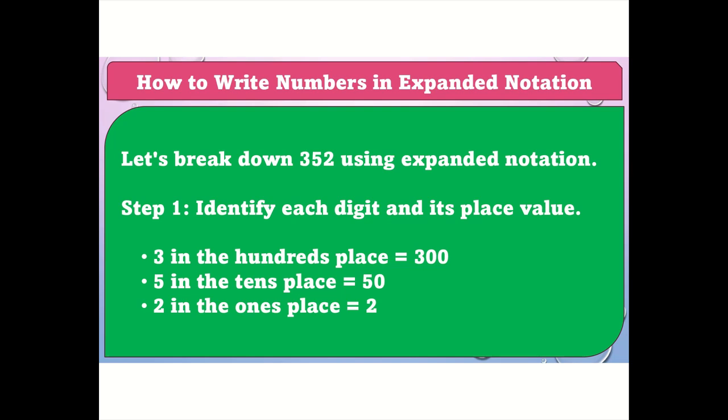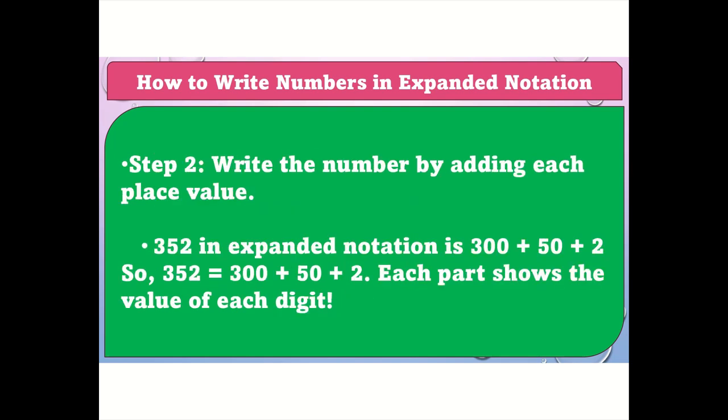How to write numbers in expanded notation. Let's break down 352 using expanded notation. Step 1: Identify each digit and its place value. 3 in the hundreds place equals 300. 5 in the tens place equals 50. 2 in the ones place equals 2.